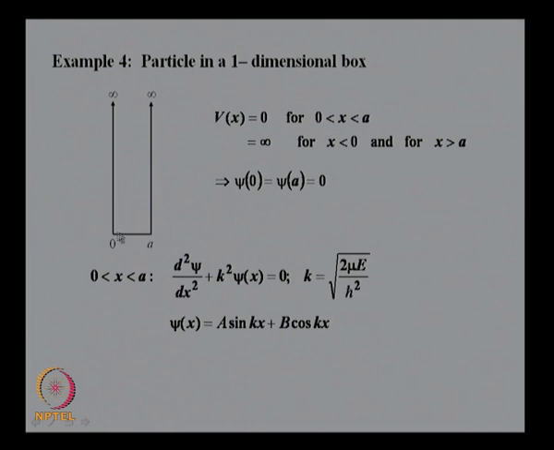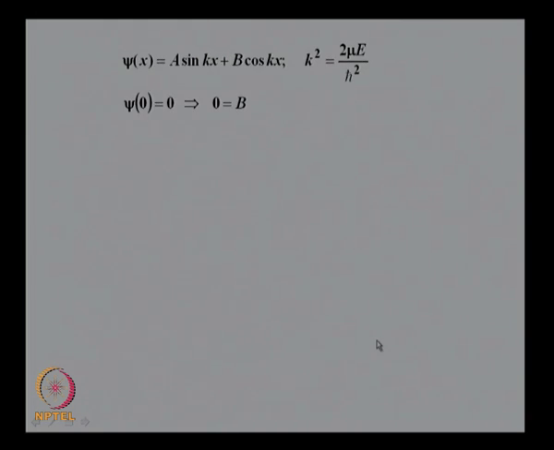So, in between this region, the Schrodinger equation is given by d2 psi by dx square plus k square psi is equal to 0, because V of x is 0. So, k square is equal to 2 mu E by h cross square, where mu is the mass of the particle. The solution of this equation is psi of x is equal to A sin k x plus B cos k x.